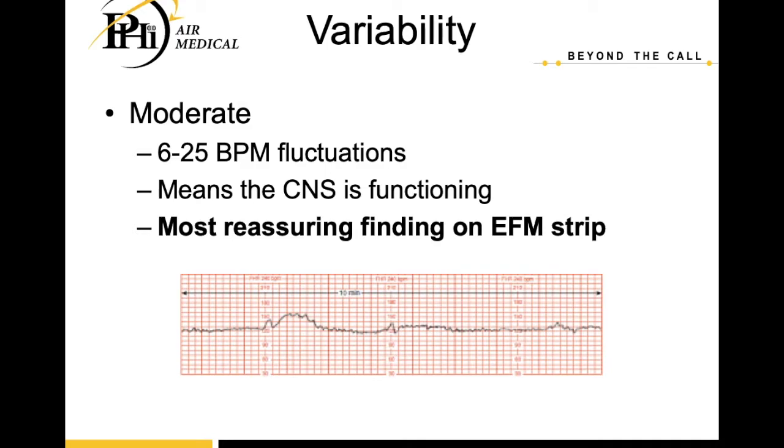So let's break down variability. We have moderate variability, which is anywhere from 6 to 25 beats per minute. What it really means is that the central nervous system seems to be functioning pretty well. Seeing moderate variability is the absolute most reassuring finding on a fetal monitoring strip. So let me say that again: moderate variability is the most reassuring finding on the fetal monitoring strip.